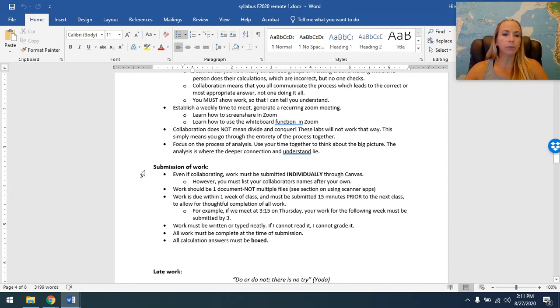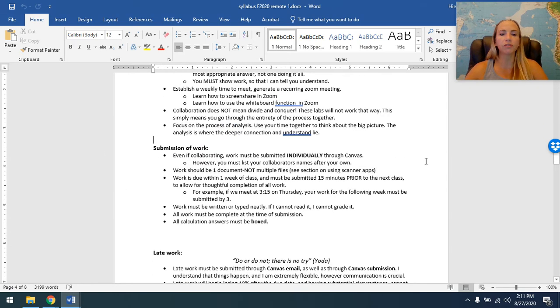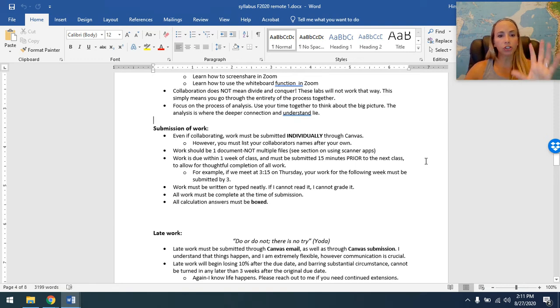All right, how you submit work. Even if you're collaborating, you have to submit your work individually. So make sure you're reading through this and that you are familiar with how to submit work in my class, when my due dates are, and how you submit. I do have a section here in your syllabus for how to use a scanner app. Some of you guys may be printing out work and submitting your hard copies. I am very particular about how my work has to be submitted because I teach so many classes.